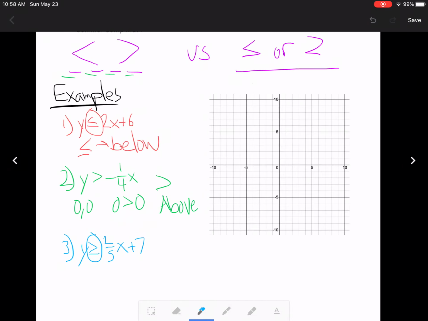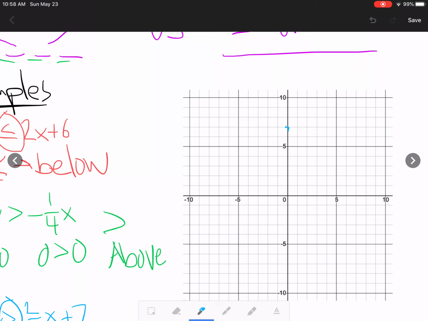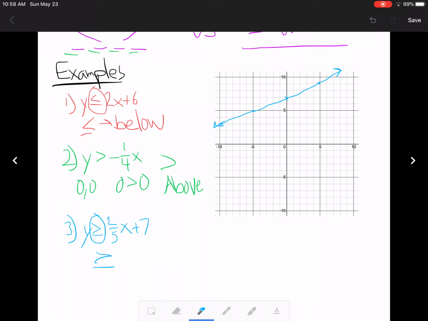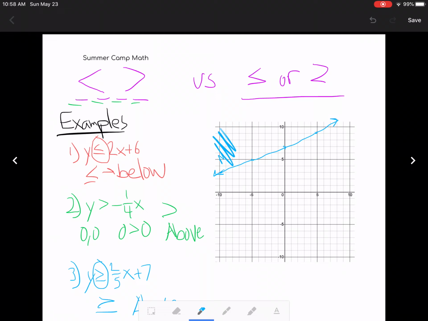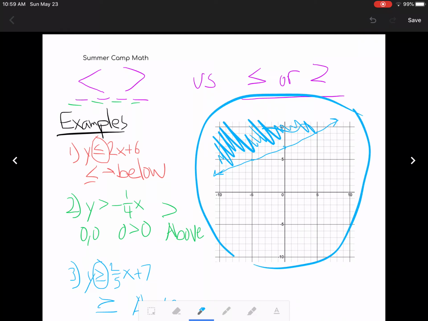So let's go to 7, my y-axis, and then I got to go up 2 over 5. So up 2 over 5, down 2 over 5. Perfect. Draw a solid line, because again, what symbol was it? Greater than or equal to. And if it's greater than or equal to, that means I'll be shading above it. So I shade above. And there we go.